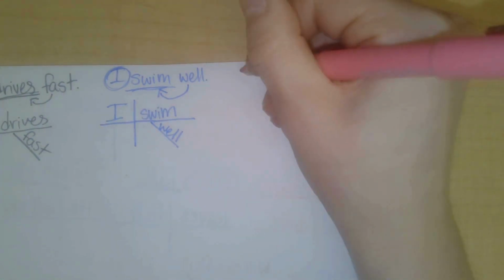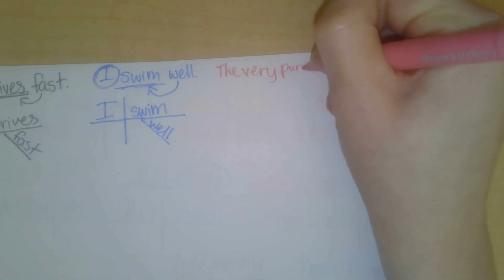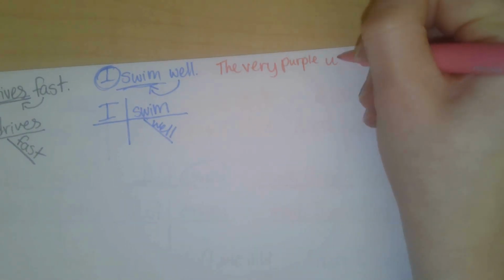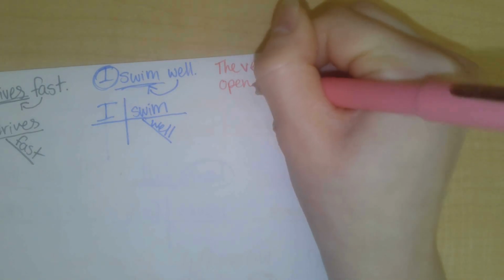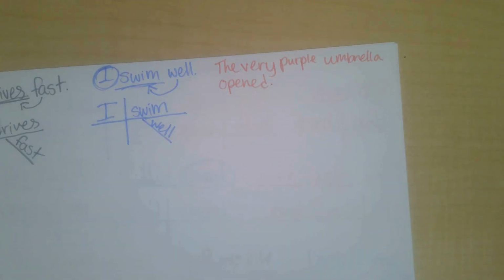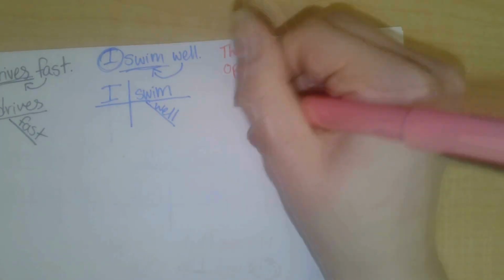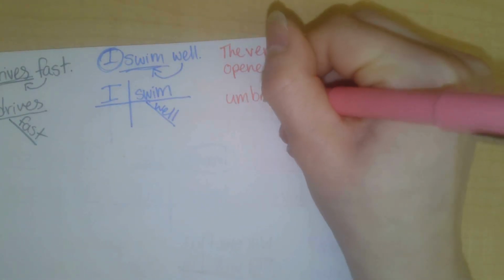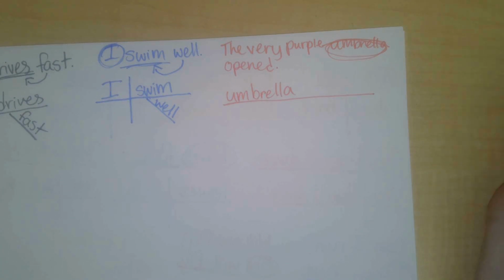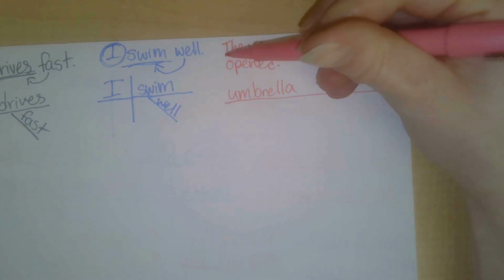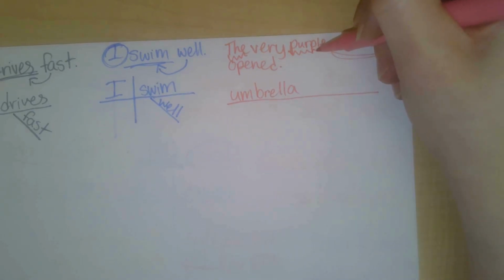For our example, the very purple umbrella opened. Our subject, the thing that's doing something, is the umbrella. It's opening. So our subject is going to be umbrella right here. Draw our horizontal line. And we do have adjectives in this one. We have the describing which umbrella it is. It's the umbrella. And then we have purple describing the umbrella.